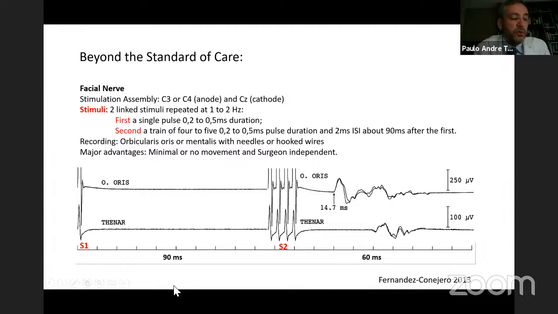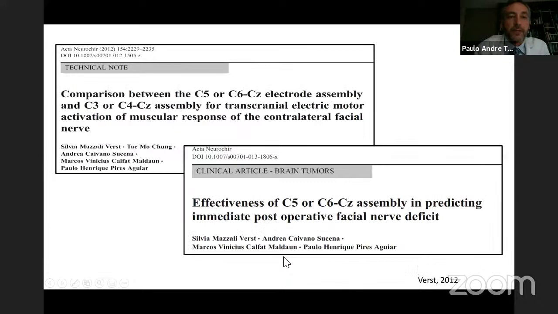Other authors from the same group refined the technique. Dr. Fernandez Conejero from Barcelona, we had the chance to talk about this. And she told me, and published this, that the best option is to do the single pulse first and then the train of pulses 90 milliseconds after, because we will avoid the facilitation of the train of pulses in the peripheral response. And so I'm using this technique now. So the first stimulation is a single pulse, and then I do a train of pulses with the same parameters I described, milliseconds behind. And we will see the central response much better.